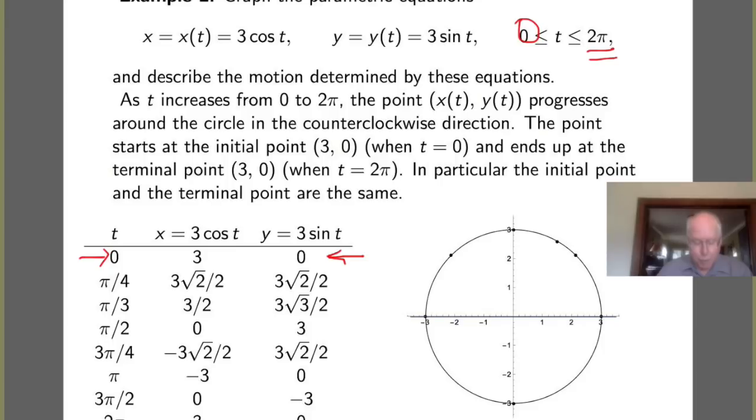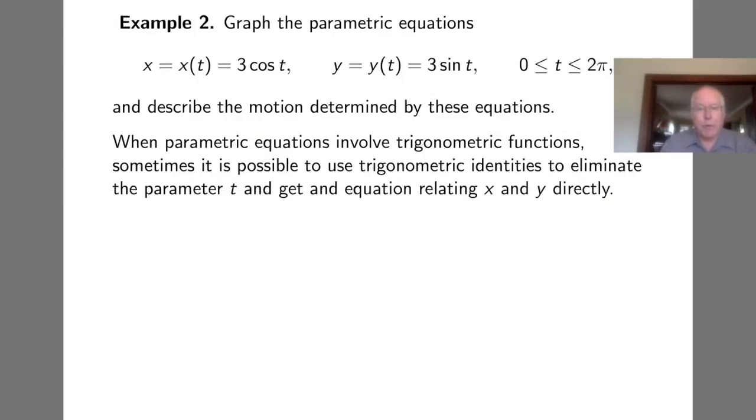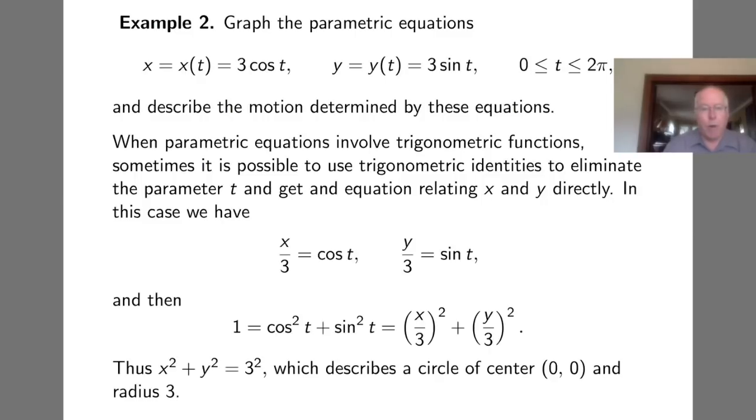If you track the progress of the points as t increases from 0 to 2 pi, you can see that we're getting motion around the circle like this in the counterclockwise direction. Once again, we can also eliminate the t to obtain a Cartesian equation for this curve. Often when trig functions are involved, it's possible to use trigonometric identities to eliminate the t value and get a relation relating the x and the y.